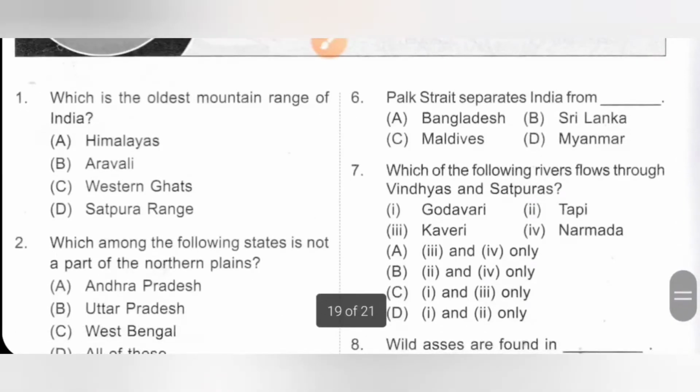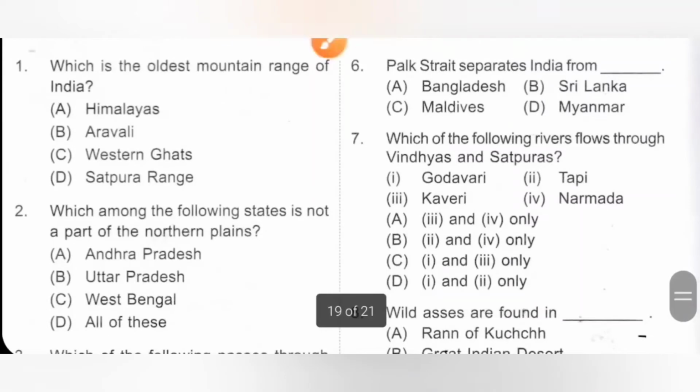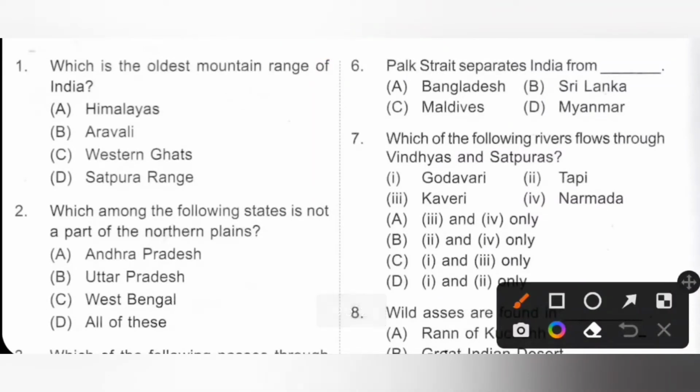First one, which is the oldest mountain range of India? Option A, Himalayas. B, Aravali. C, Western Ghats. D, Satpura range. So Aravali range starts from Gujarat and ends at Delhi. It is the oldest mountain range of India. So option B is the correct answer.